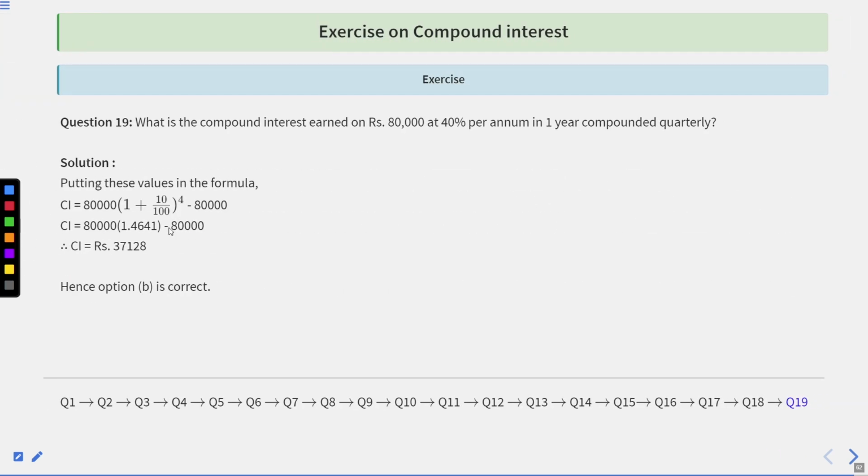Putting these values, you will have compound interest equal to 80,000 times (1 plus 10 upon 100) to the power 4 minus 80,000. So compound interest is equal to 37,128. So the option correct here is option B.